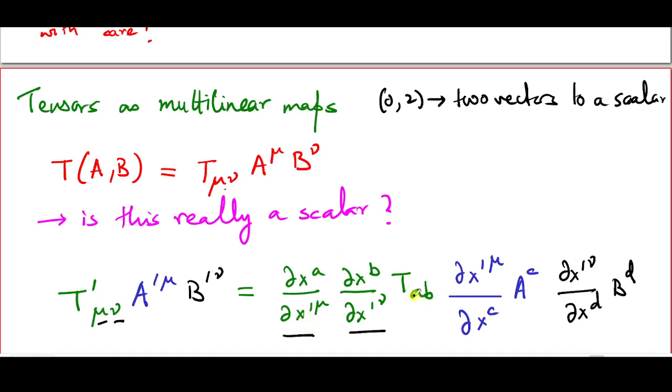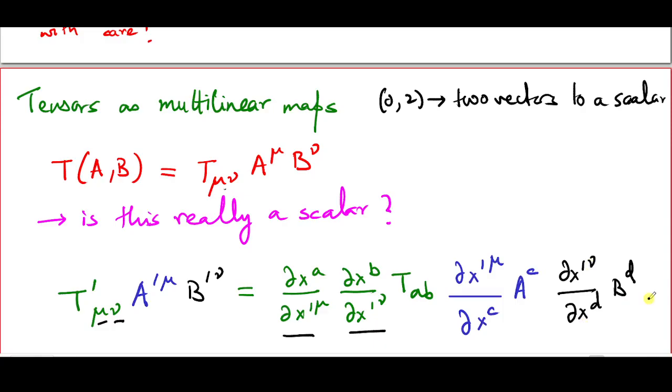a and b are dummy indices. You could use anything you want. All you need to do is make sure that you are not confusing them by accidentally putting in the same dummy index in different places. So A'^μ, for example, for that I have to use a vector transformation coefficient, ∂x'^μ/∂x^c A^c, that's A'^μ. Note that I have used the dummy index c here just to ensure that I am not going to confuse this with a or b. And finally, B'^ν is ∂x'^ν/∂x^d B^d.